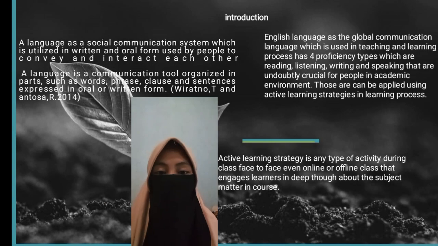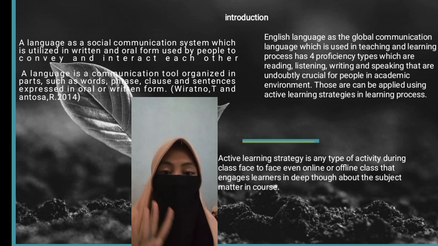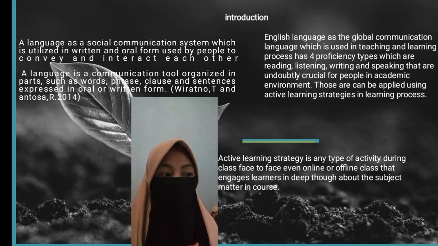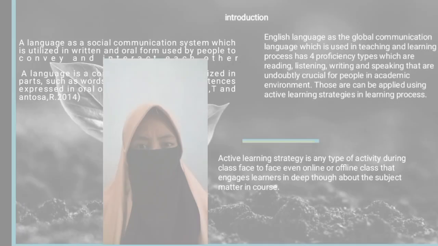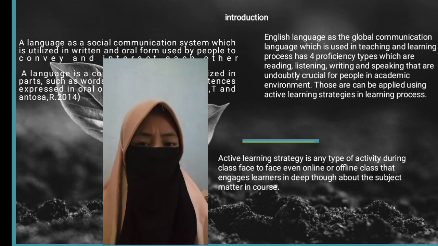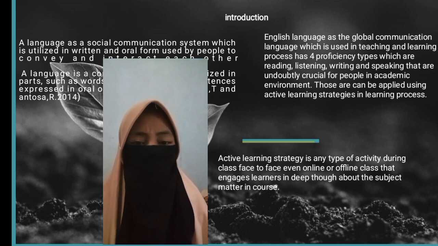While English as a global communication language which is used in the teaching and learning process has 4 proficiencies, which are reading, listening, speaking, and writing, that are undoubtedly crucial for people in academic environments. Those can be applied using active learning strategies in the learning process. So, what is actually the meaning of active learning strategy?